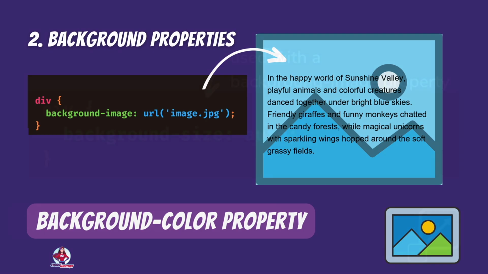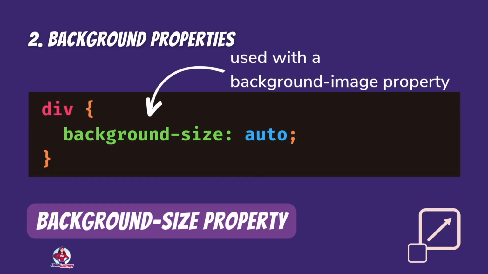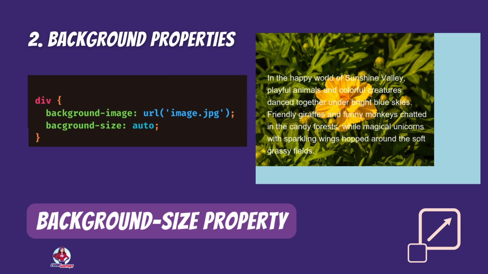Last but not least, we have the background size property. This controls the size of the background image to fit perfectly on the page. You can make the picture fit your element in different ways. Let's see what values the background size property can have. Auto is the default option. The picture stays its original size. If it's too big for the element, it will be cut off.